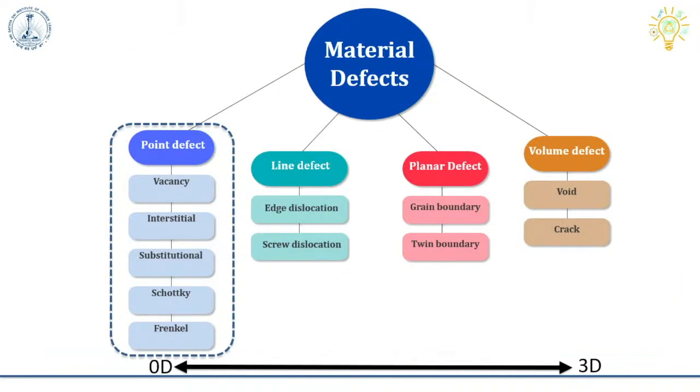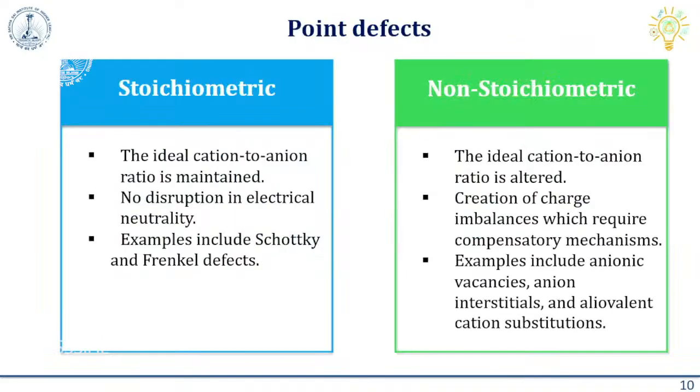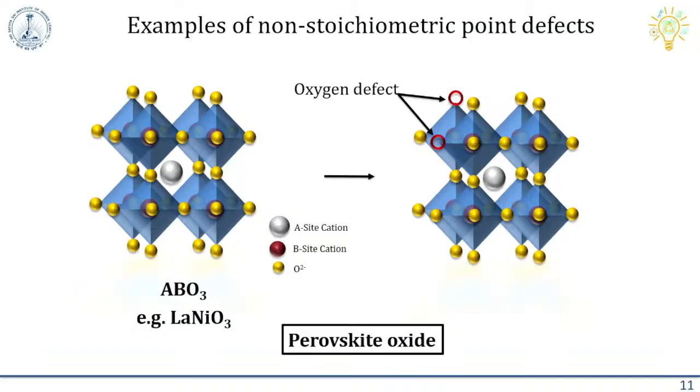As I've told, I focused on material defects. These defects range from 0D to 3D and they are categorized accordingly. I'll be talking about point defects. These point defects are categorized mainly into stoichiometric and non-stoichiometric. Stoichiometric being if we have a material and the ideal cation to anion ratio is retained and still the material is defective, that's called a stoichiometric defect. And if the cation to anion ratio is altered, the defect is termed as non-stoichiometric defect. I'll be talking about non-stoichiometric defect.